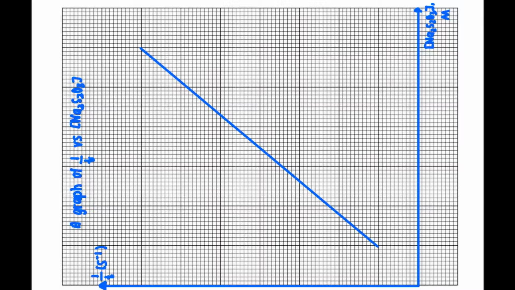The best result is if your straight line meets all 5 points. But since this is an experiment, the minimum is if the line meets 2 points. But actually, the more points, the better your graph is. But if we only have 2, then you just take 2. This graph is just to show the relationship between 1 over T and the concentration. So that is the graph for part A.